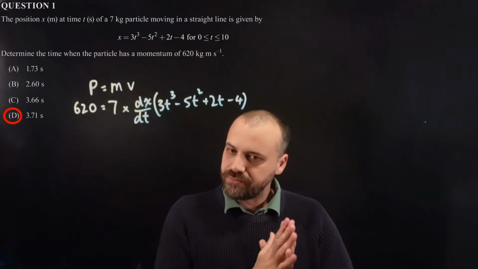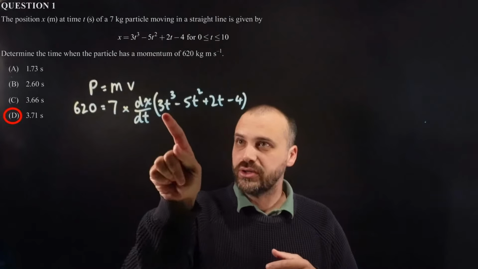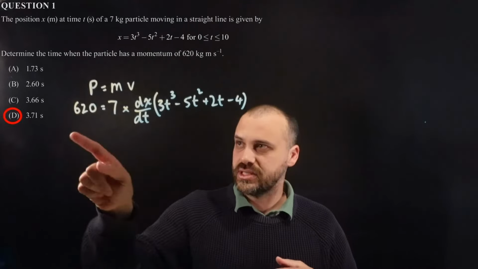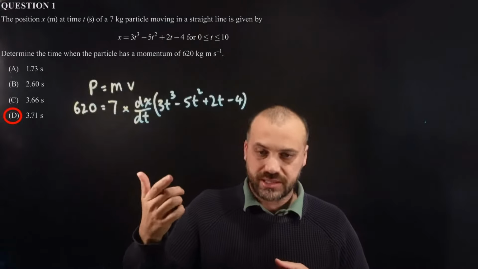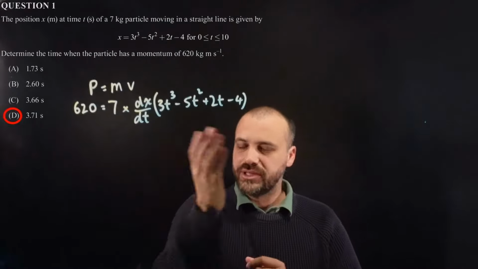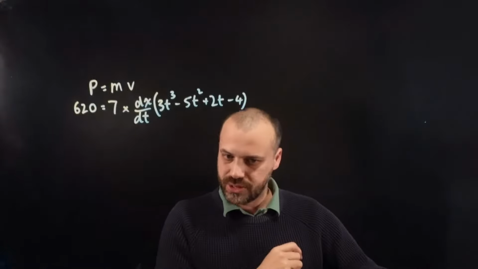Now, maybe it would have been quicker if I didn't know how to use my calculator. I could have done this derivative by hand: 620 equals 7 times 9t squared minus 10t plus 2. But I really did want to show it to you, make sure that you got it. All right, let's celebrate. And next question.